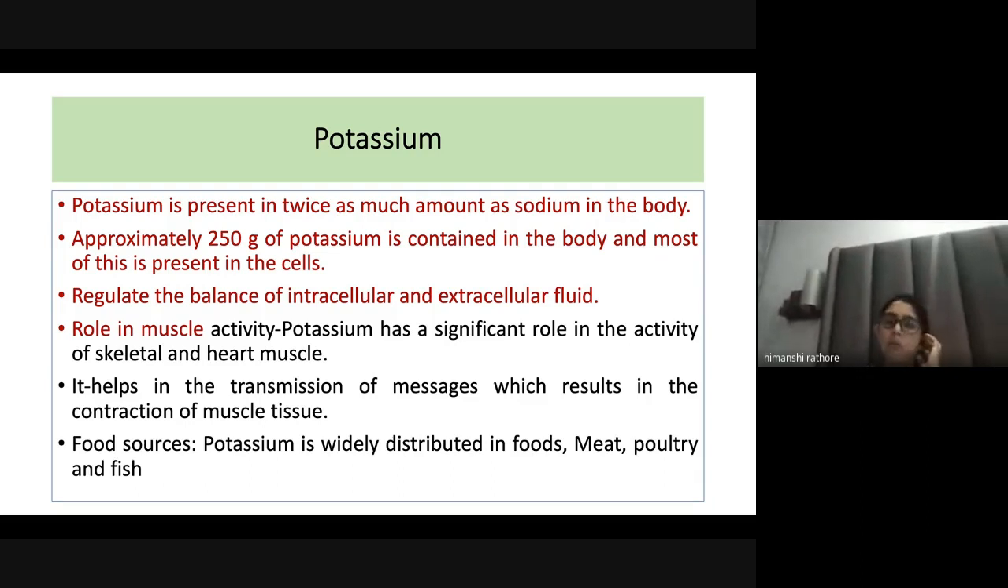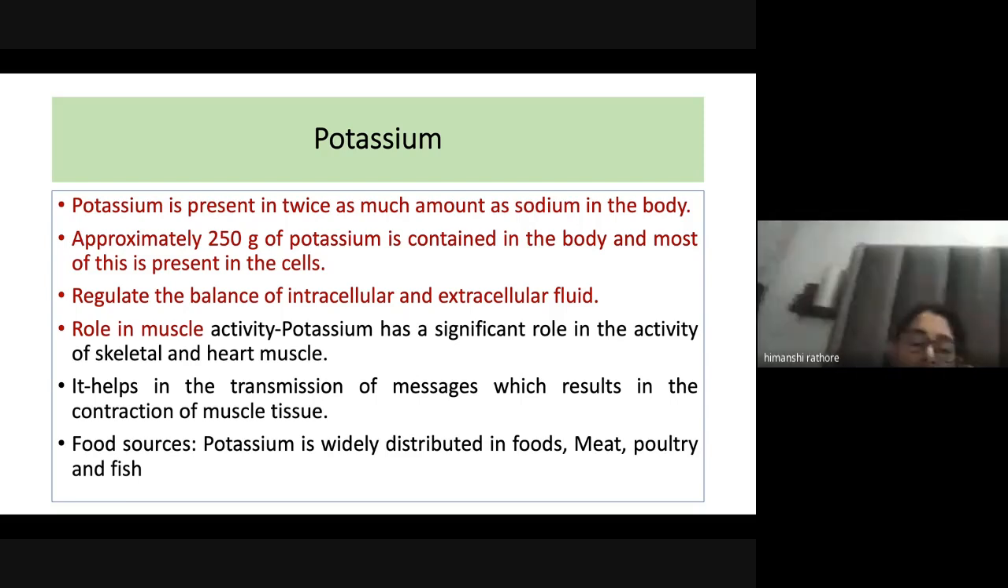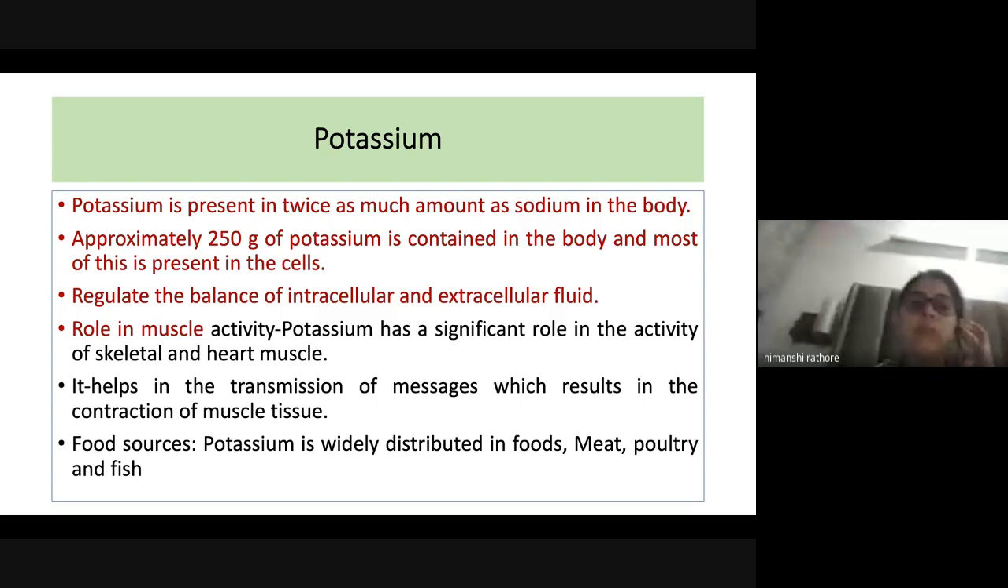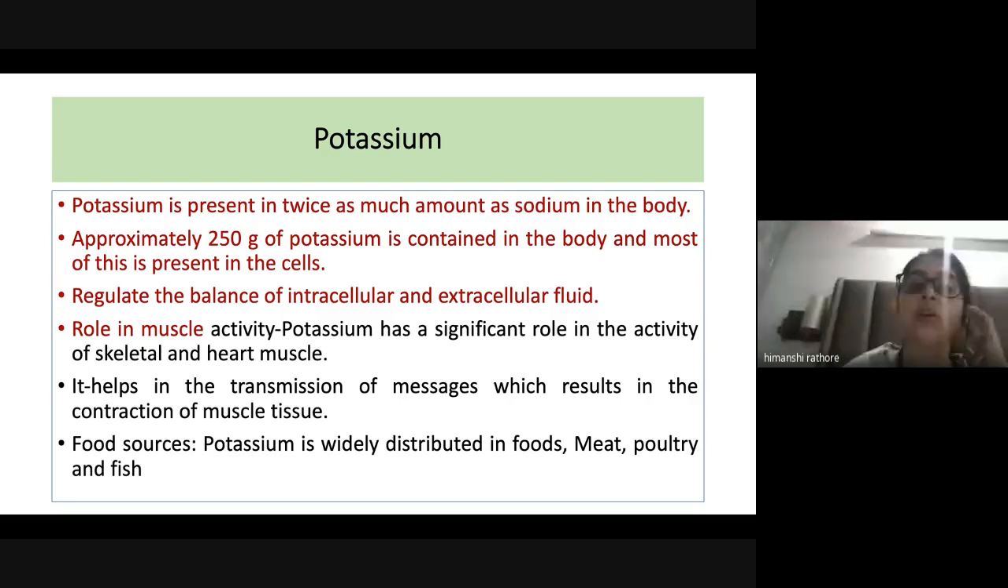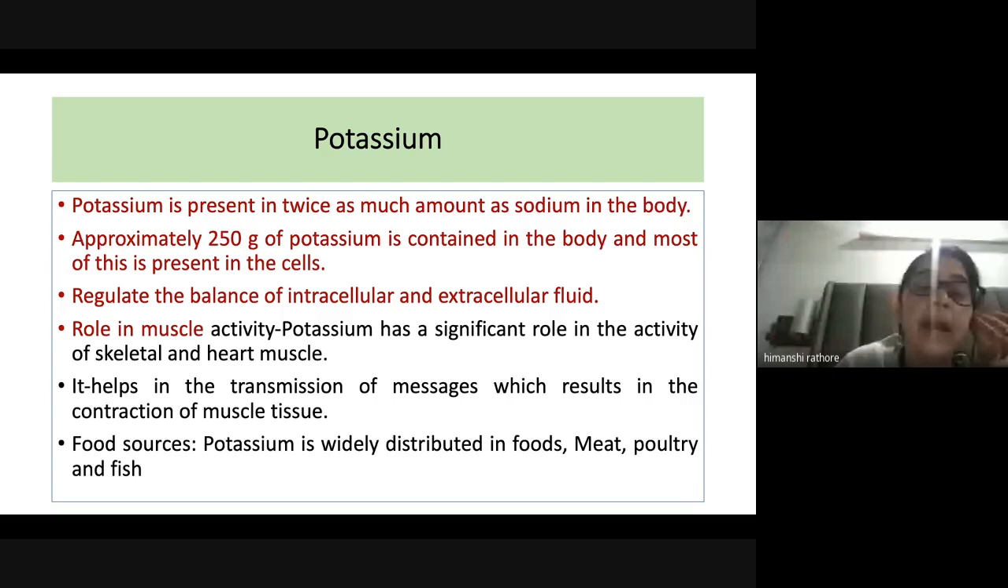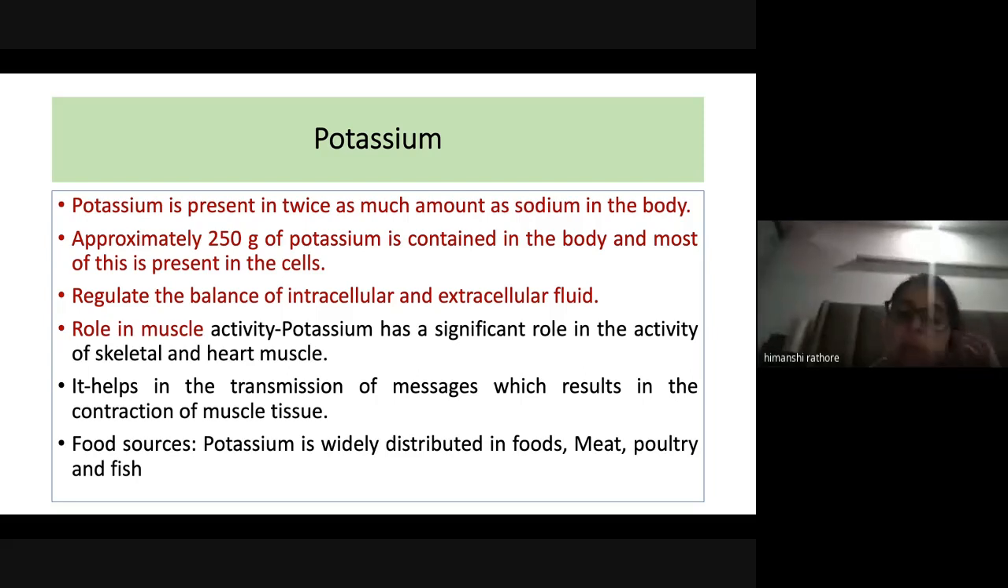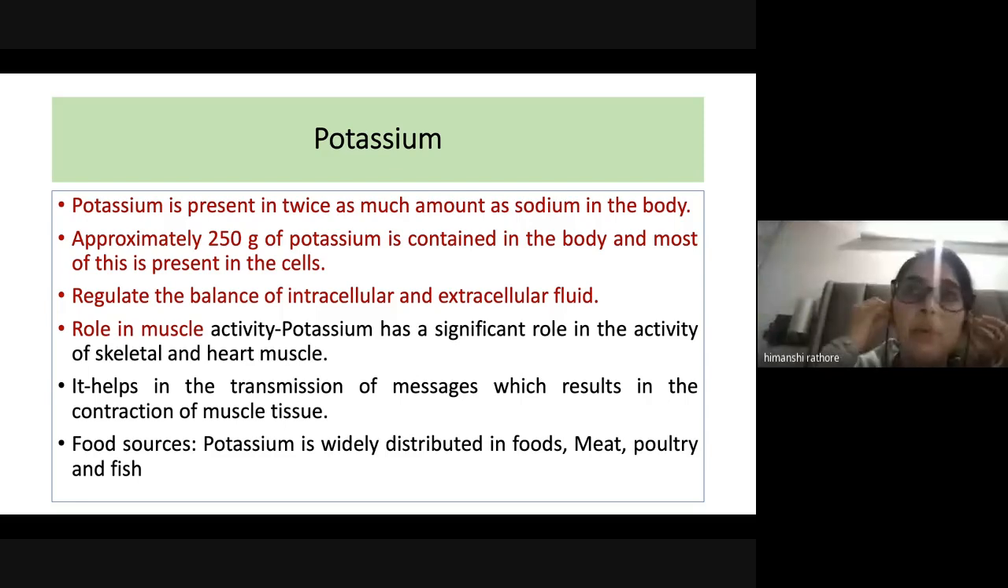Now we are moving forward to another important mineral, which is potassium. Potassium is present in twice as much amount as sodium, and that is why when I started the slides for the minerals, I categorized potassium under macronutrients, because it is required in large amounts. It is required in grams, not in micrograms like zinc, selenium, copper. They are required in micrograms only, nanograms only. But calcium, potassium and sodium are required in grams.